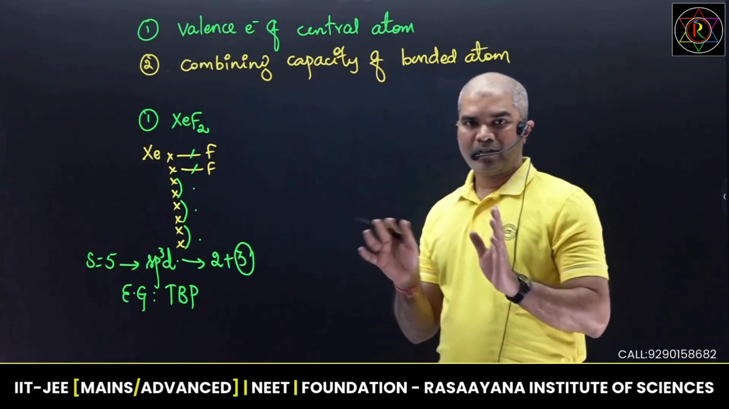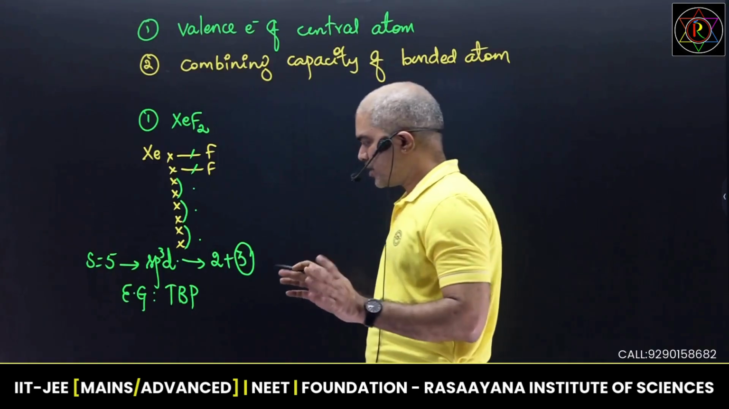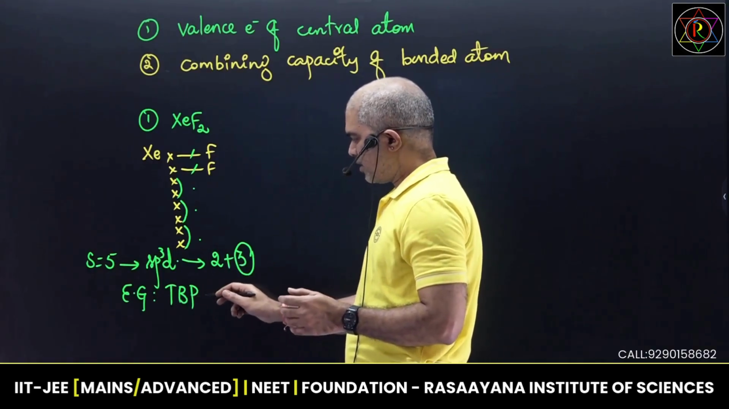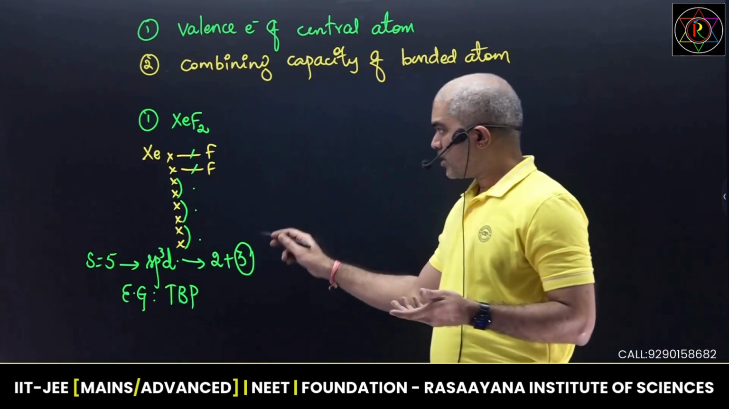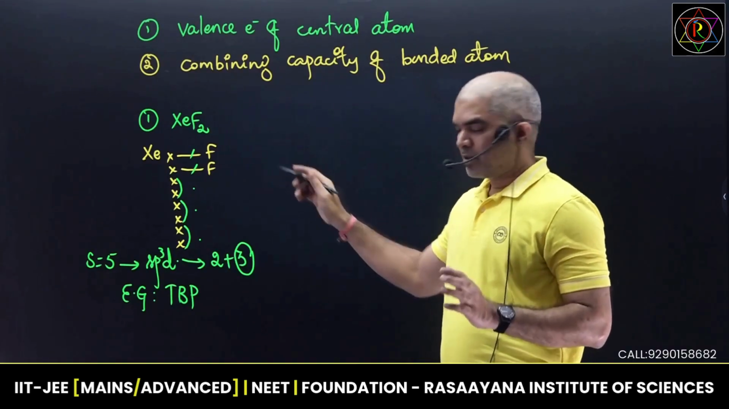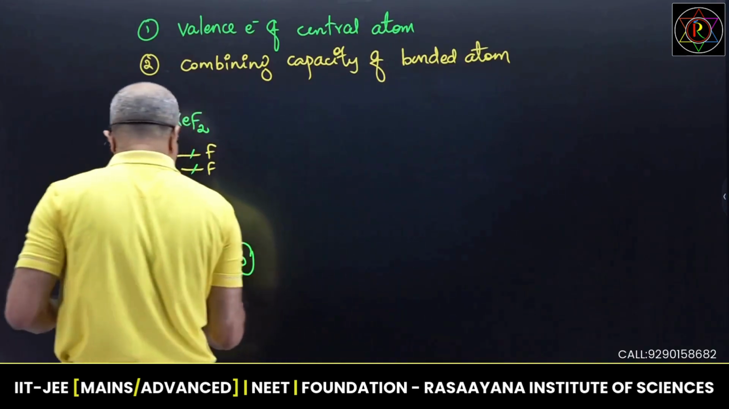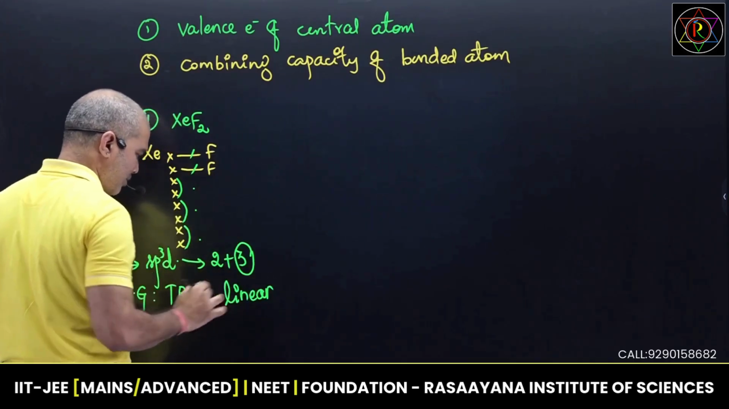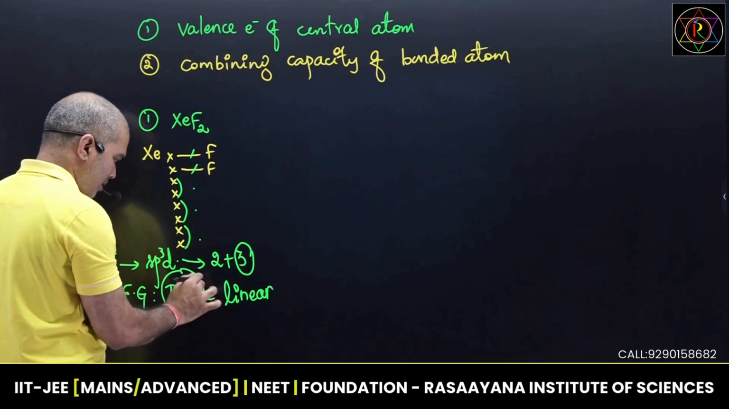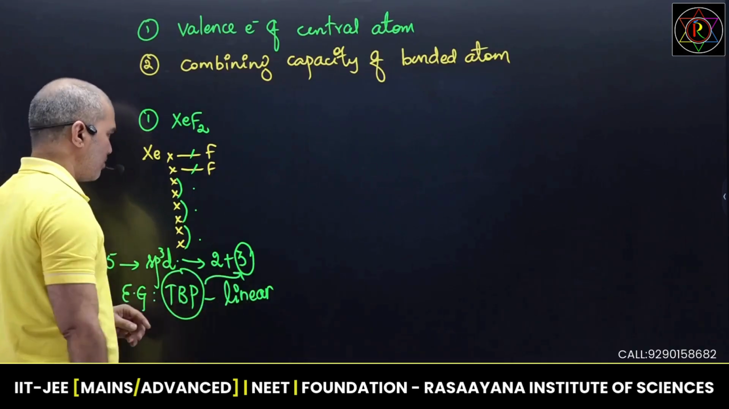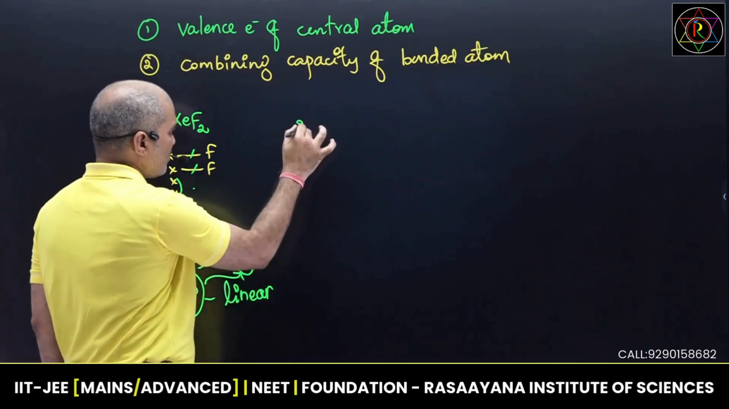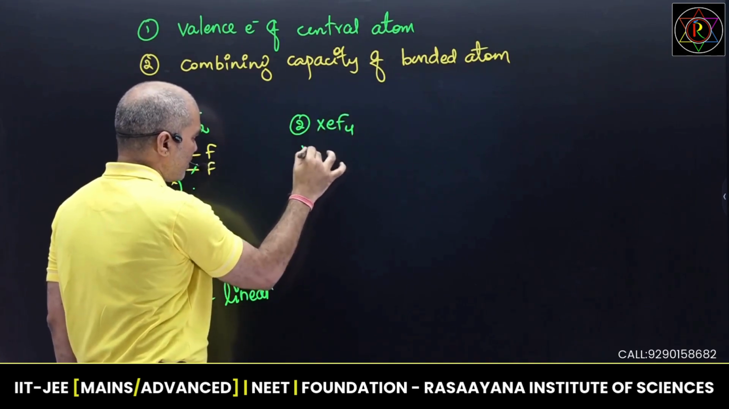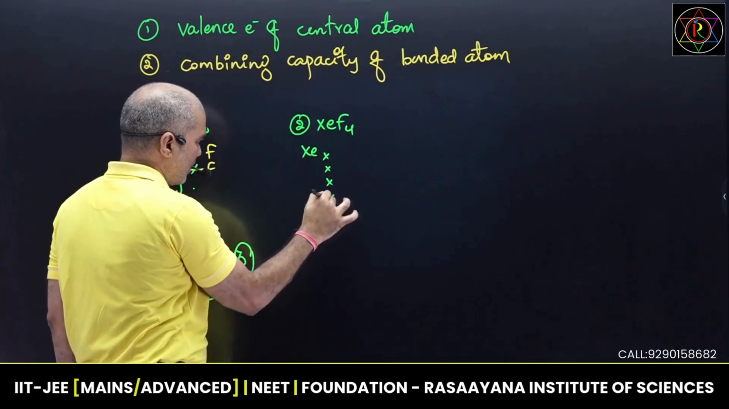Now you can match it. From the last video question you can just go through and match it. 2 plus 3 combination, it is TBP. What is the structure for 2 plus 3 combination? For 2 plus 3, molecular shape will be linear. But in the exam they have asked electronic geometry. So it was TBP with 3 lone pairs. Completed the first one. Let us move on to the second one. XeF4. Take xenon, 8 valence electrons.